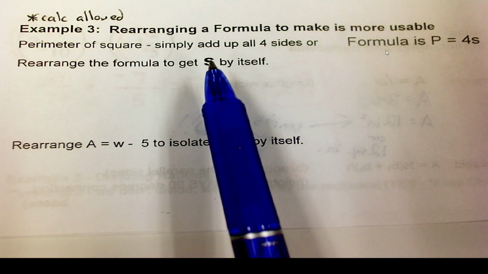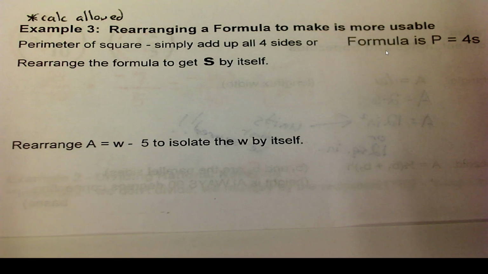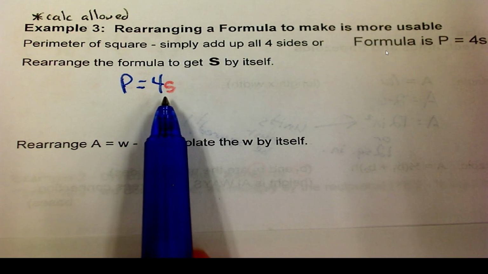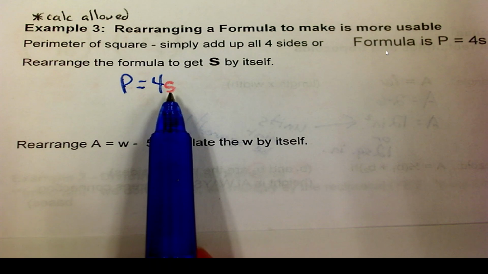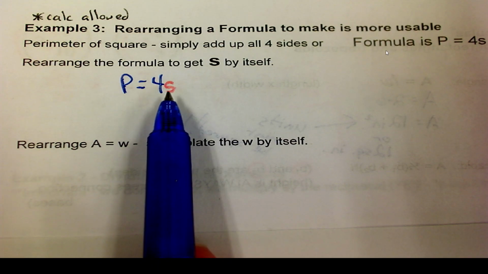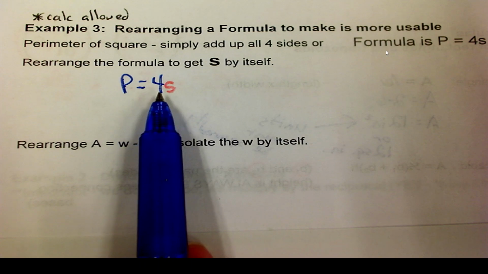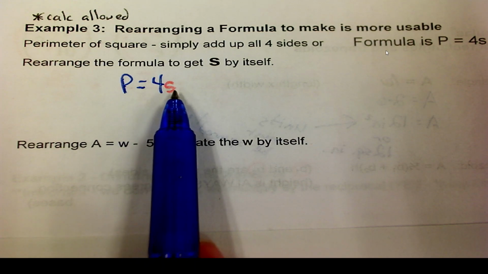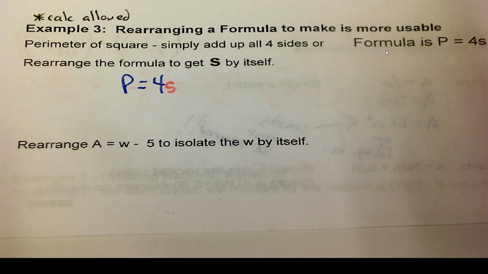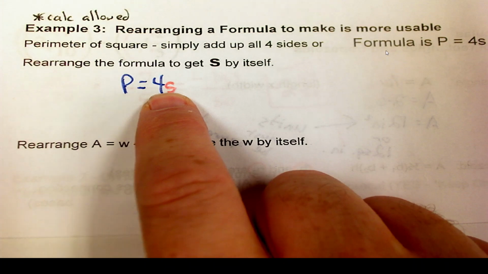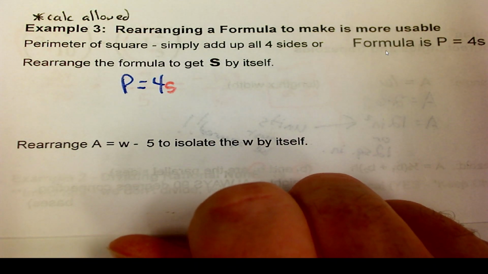Can you rearrange P equals 4s to get the s by itself? I'm highlighting the s in red there, at least I'm making it stand out. We want to get this all by itself. So we're going to ask ourselves one very simple question. Ladies and gentlemen, do I need to move that 4 away from the s to get the s by itself? Yes or no? So what is the 4 doing to the s though? It's multiplying. So how do we get rid of anything that's multiplying? Yes, divide both sides by 4.